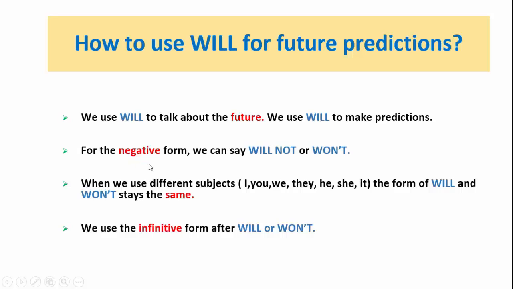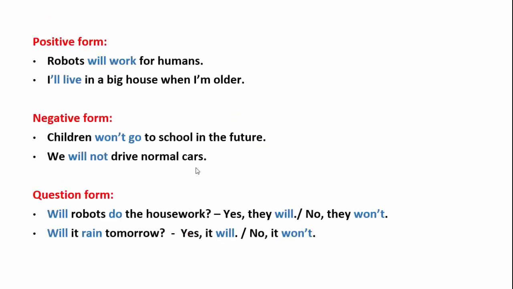For the negative form, we can say will not or won't. When we use different subjects such as I, you, we, they, he, she, it, the form of will and won't stays the same. We use the infinitive form after will or won't. Let's see the positive, negative, and the question form.